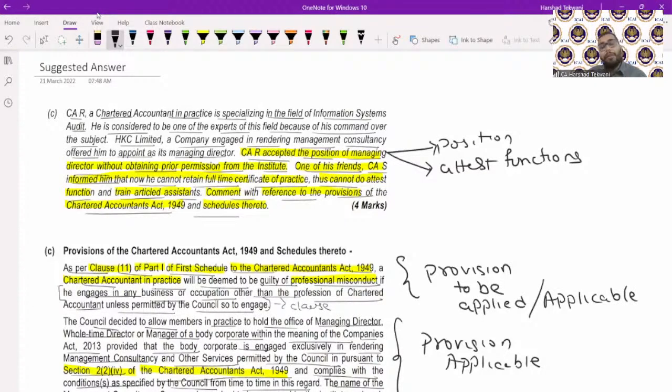Clear? I need to answer both. I cannot answer only one, because if any line is mentioned in your question, that means it is a part of your question that is required to be answered. It cannot be just additional information of no use. This information is given because it is part of the question, and you need to answer this problem also, whether what the friend CA S has informed is correct or not.